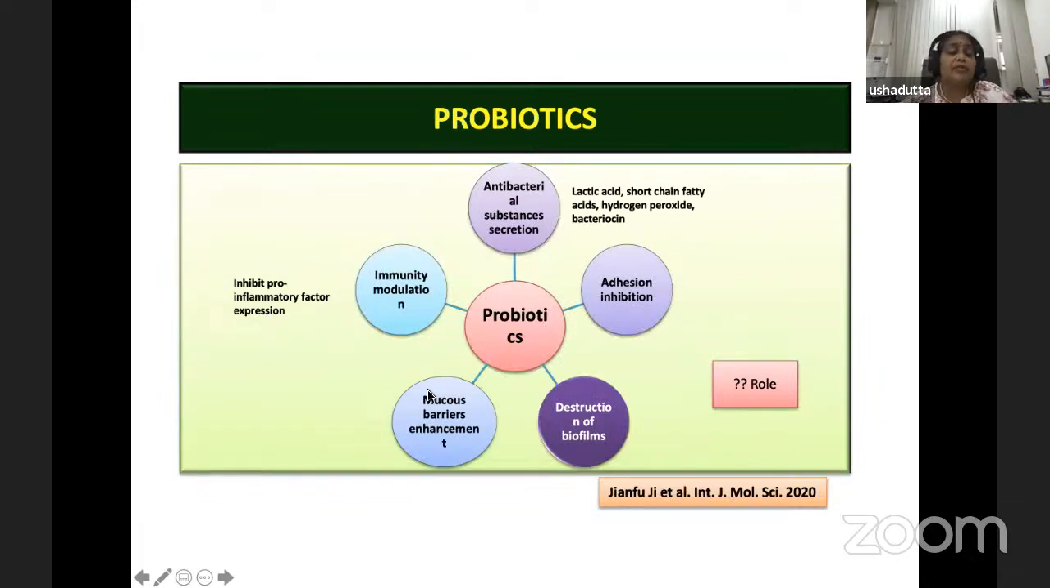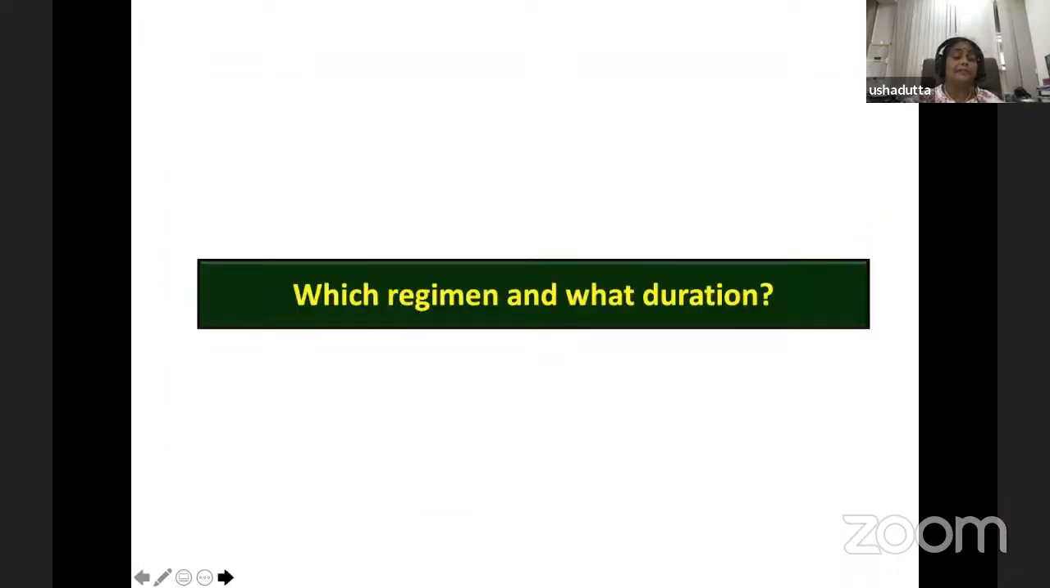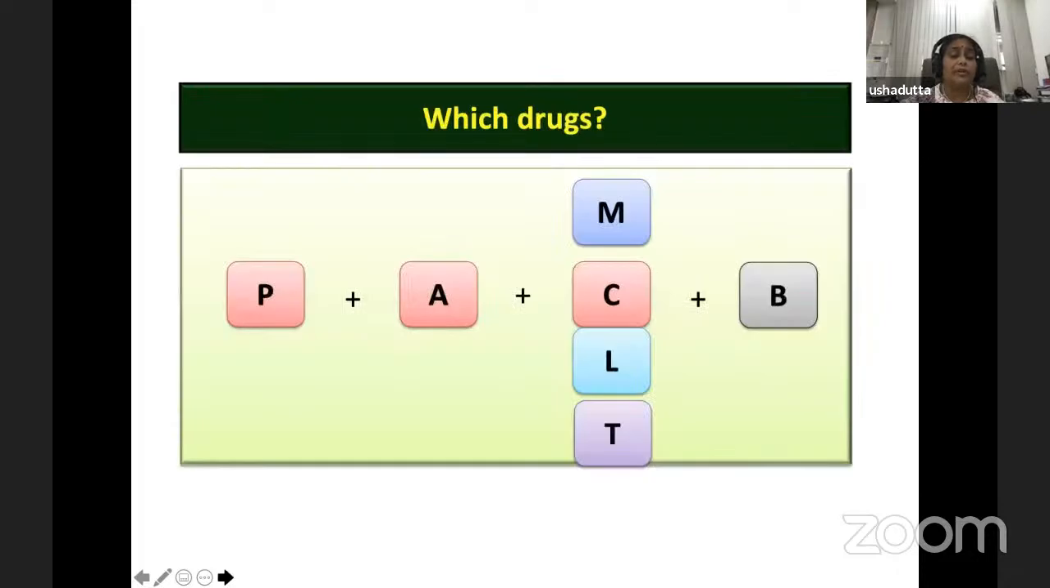Probiotics have an emerging role as an add-on therapy to the regime in order to decrease biofilms as well as act on the various microbiota alongside the H. pylori. But the exact role needs to be further defined. So which regime and what duration?